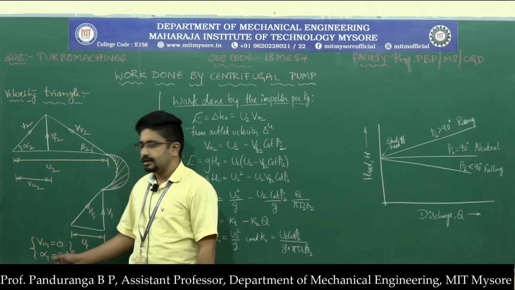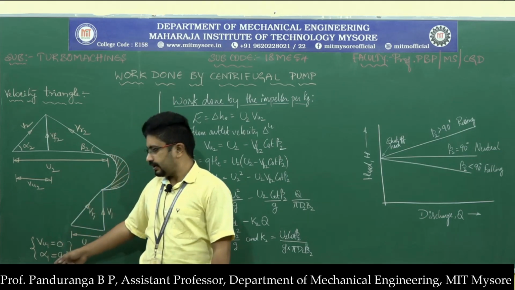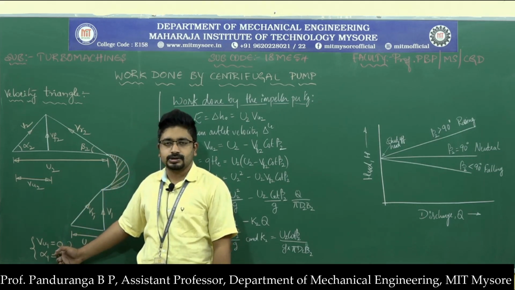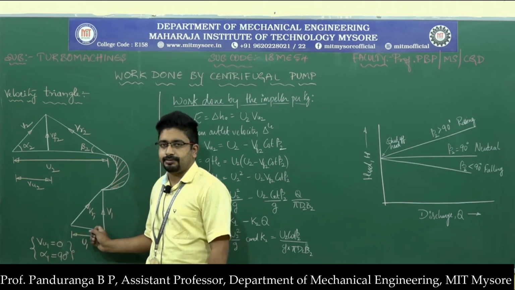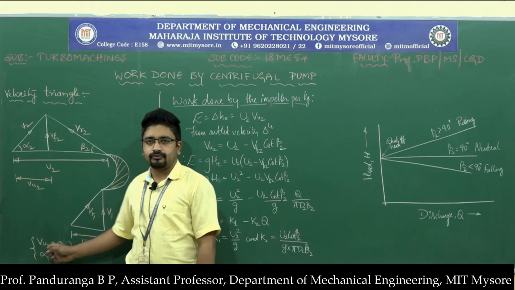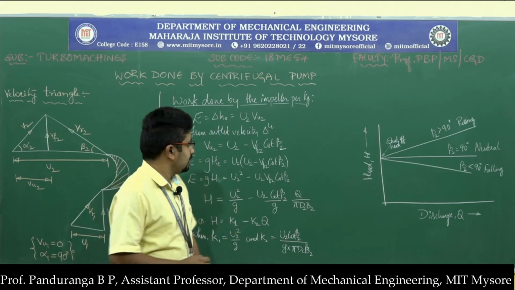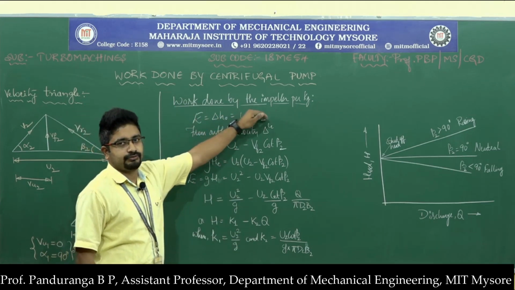Since the fluid is radial at the inlet, alpha 1 will be 90 and there is no horizontal component for the vertical line. So V1 will be a vertical line, so there is no horizontal component for that. Because of that, VU1 will be 0. Since VU1 is 0, the Euler's equation reduces to U2 VU2.